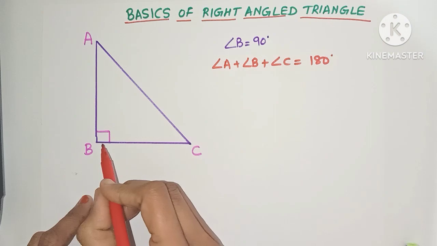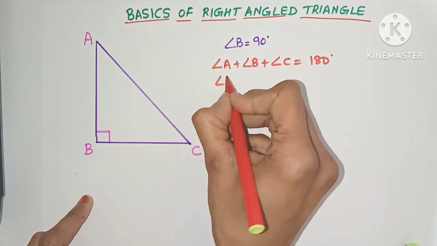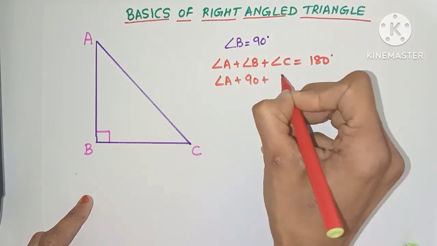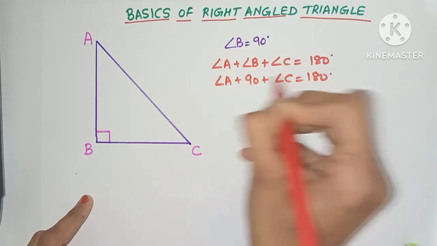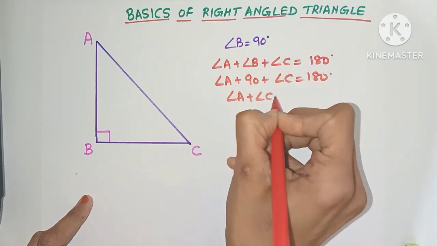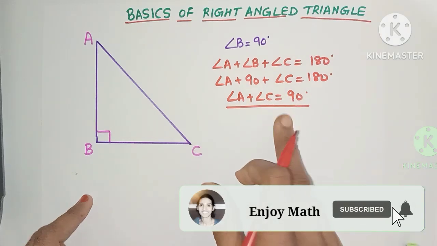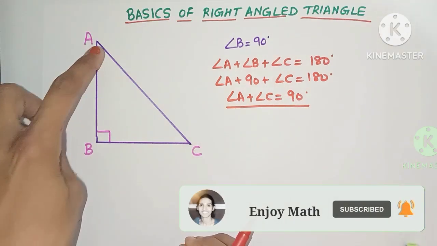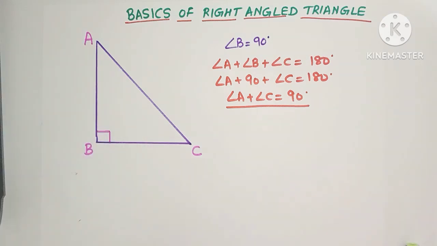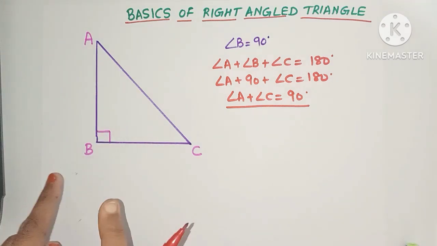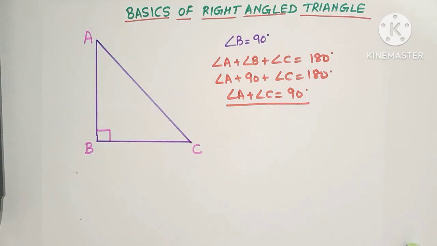Now I already know that angle B is 90. So let me put that over here. Let's see what we end up with, okay? So we get angle A plus angle C as 90 degrees. Now this is very, very important because it tells you that the sum of the other two angles is 90 degrees. So if one angle is 90, the other two angles when you add up will also be 90.